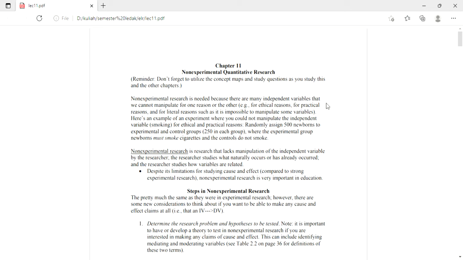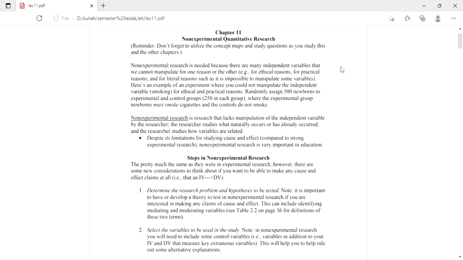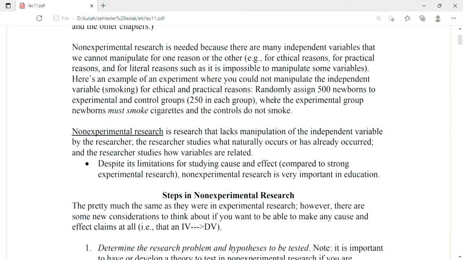In this video, we will talk about chapter 11, that is non-experimental quantitative research. Non-experimental research is needed because there are many independent variables that we cannot manipulate for one reason or another. For example, for ethical reasons, for practical reasons, and for literal reasons, such as it is impossible to manipulate some variables. So there are some examples that you cannot manipulate. That is the independent variable of smoking, for ethical and practical reasons.